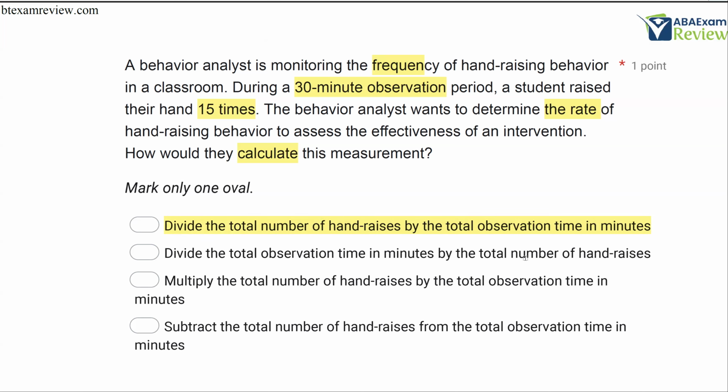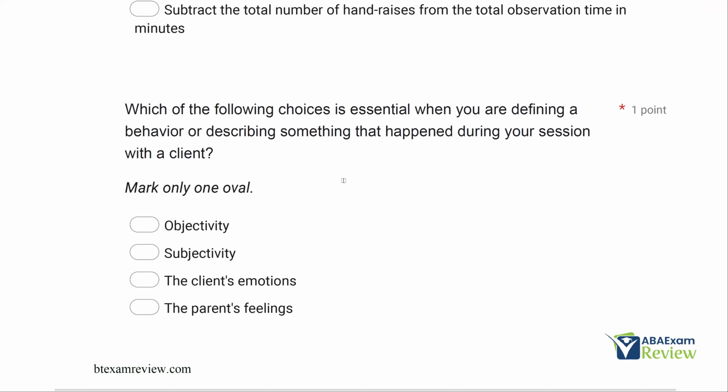Which of the following choices is essential when you are defining a behavior or describing something that happened during your session with the client? Now let's think about that. If you're an RBT and you're asked to define a behavior or just describe something that happened during your session, what's the number one thing you want to make sure you do? You want to remain objective.